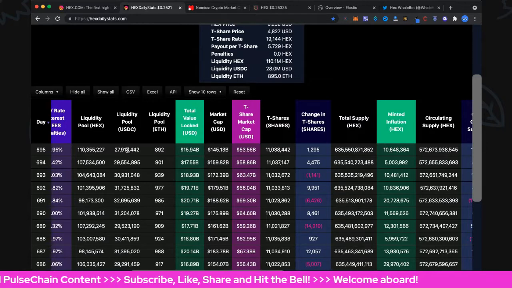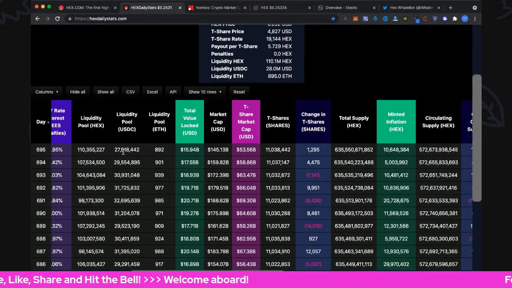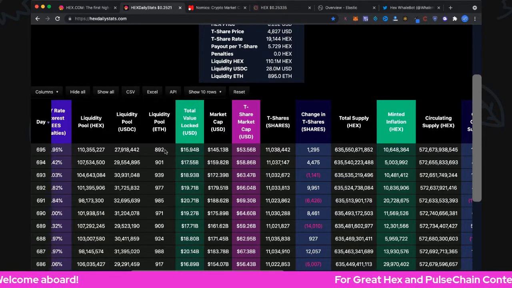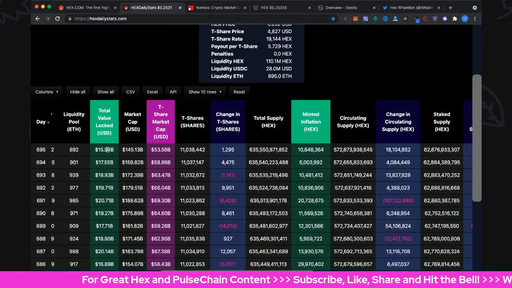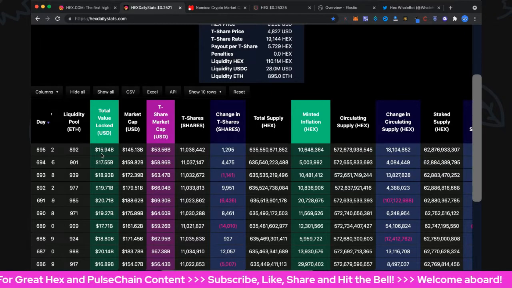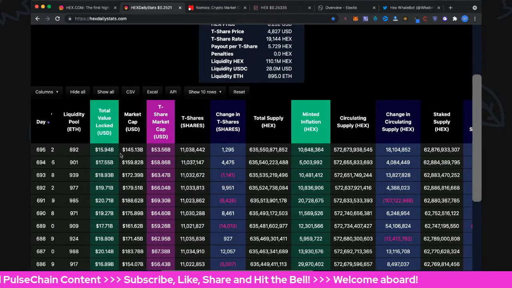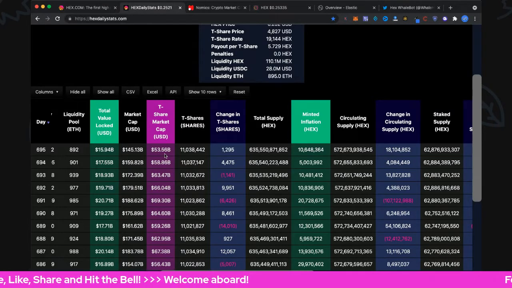Liquidity pool, 27.9 million USD. So still holding up there. I'd rather us be over 30 mil. That's much better. And I pulled ETH 892. So still holding up pretty well. But obviously, we've got a 50% pullback from the all-time high. All right, total value locked is 15.94 billion, down with the price. Market cap 145 billion, down with the price. And T-share market cap 53.56, down with the price.